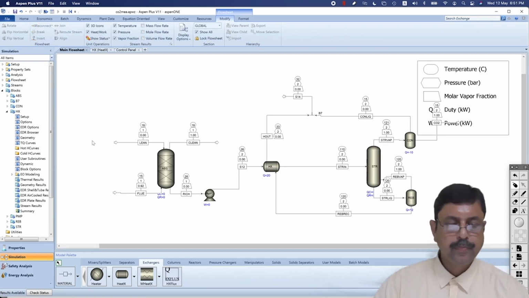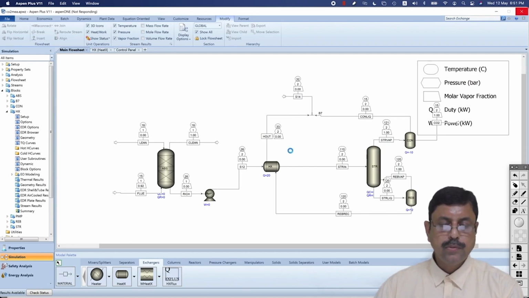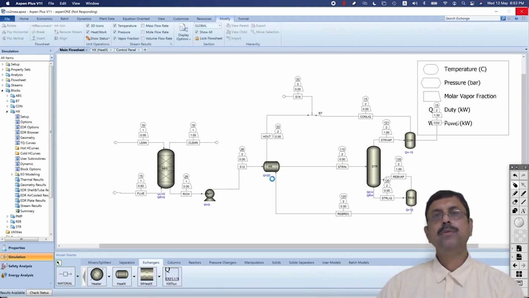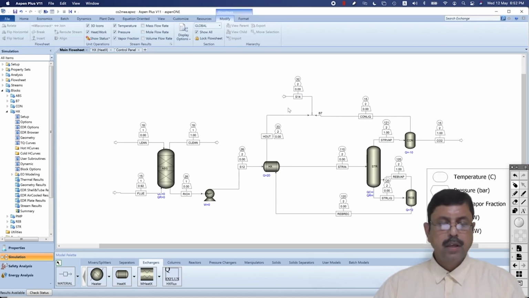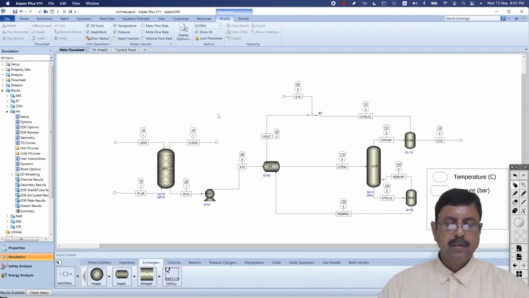Okay, so we can save it. So now you can see how small this temperature is. It's only 33 degrees centigrade. Okay, so almost we are able to exchange entire amount of heat. Now the purpose of vapor fraction is over. Now we can just untick it to reduce the clutter. Now the recycle stream is having the temperature of 32 degrees centigrade and it is at 2 atmosphere pressure.